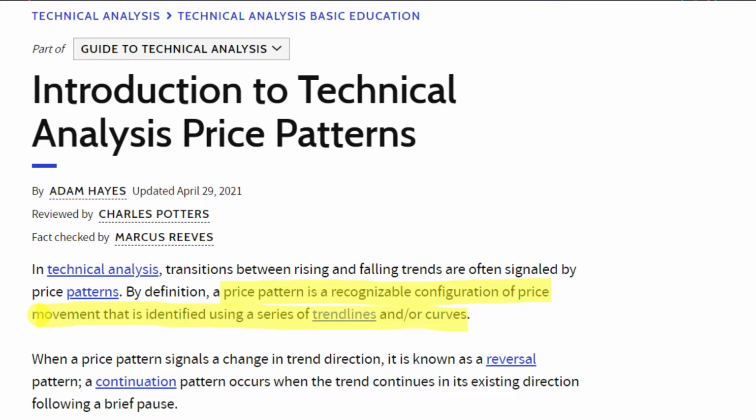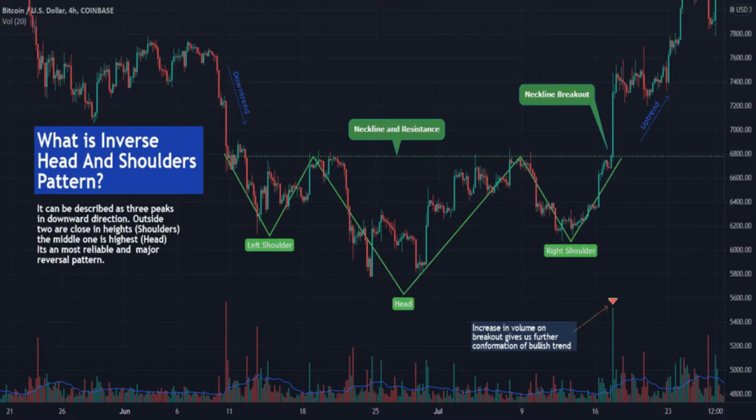So how do you recognize a price pattern? The good news is that someone already did this. There are many books about trading that teach us a great deal about all kinds of price patterns. It's getting even better. There are multiple cheat sheets across the internet that summarize for us the most popular bullish and bearish patterns. This is an example of one of the patterns, called the inverse head and shoulders pattern.